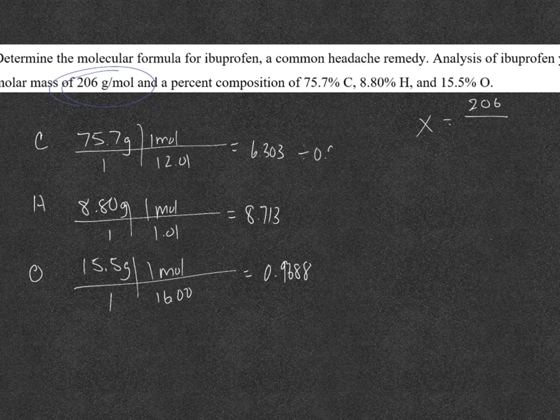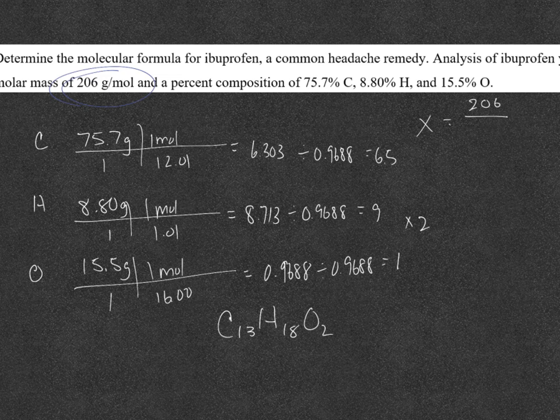Now I divide by the smallest. And I get 1, 9, and 6.5. Now I can't have a fraction in a ratio, so I have to multiply all of this times 2. So what I get for my empirical is C13H18O2. That's my empirical formula.